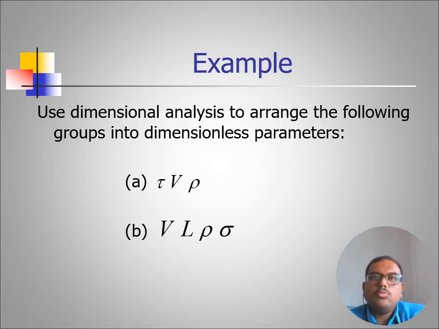in the above equation, the drag force on a sphere moving in a fluid with velocity v and dynamic viscosity mu clearly depends upon the Reynolds number. So use dimensional analysis to arrange the following into groups of dimensionless parameters, and you can solve the problems. Thank you.